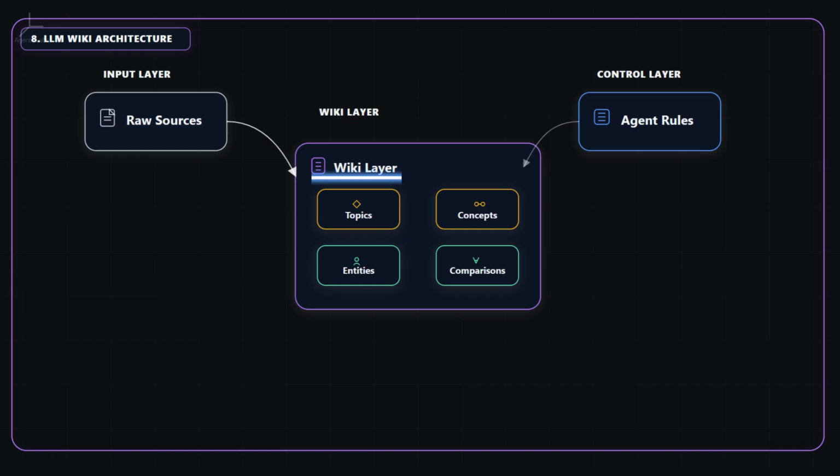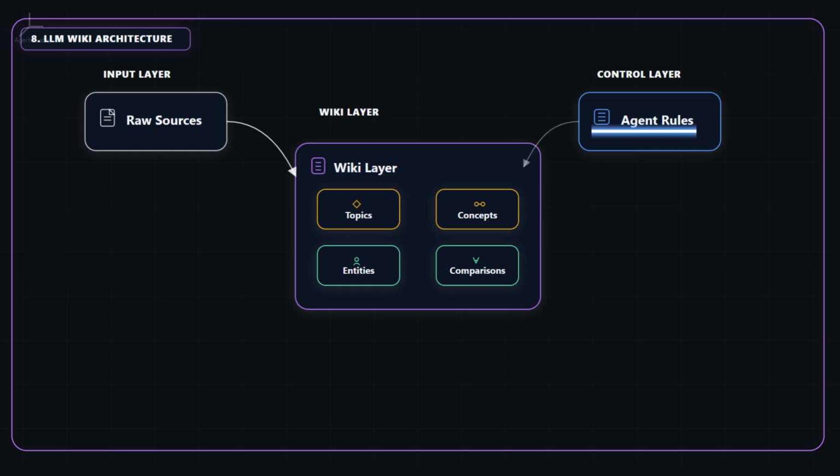The second layer is the wiki layer. This is the maintained markdown layer. The typical pages include topic pages, concept pages, entity pages, summaries, comparisons, synthesis, contradiction notes, and investigation notes. This sits between the user and the raw corpus. The third layer is the schema or instruction file.